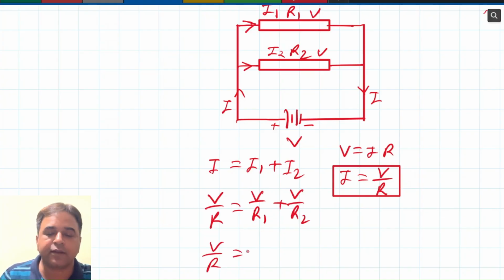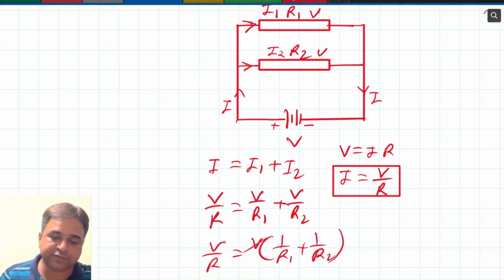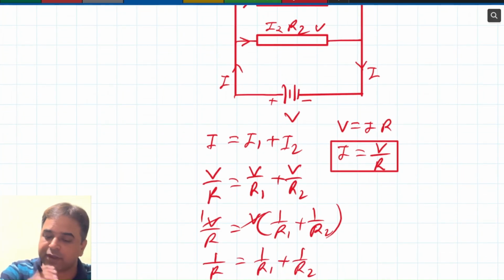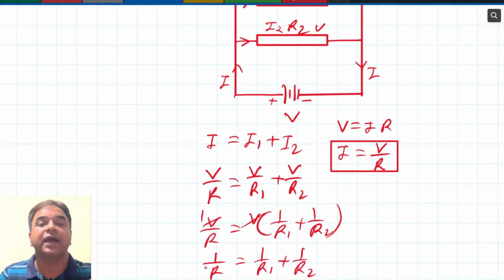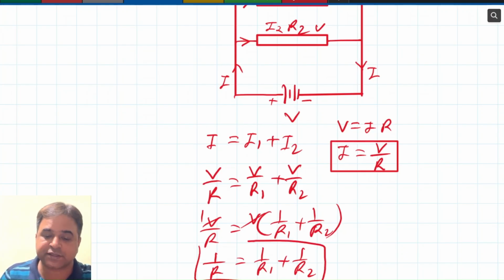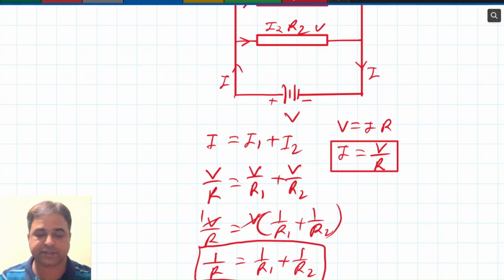Now, from here we can take out V common. It is 1 by R1 plus 1 by R2. This V will get cancelled with this V. So, equivalent resistance here: 1 upon R is equal to 1 by R1 plus 1 upon R2. So, this we have to remember here. But remember, this is not the equivalent resistance. This is reciprocal of equivalent resistance, which is equal to addition of reciprocal of each resistor. Okay. So, this we have to remember.